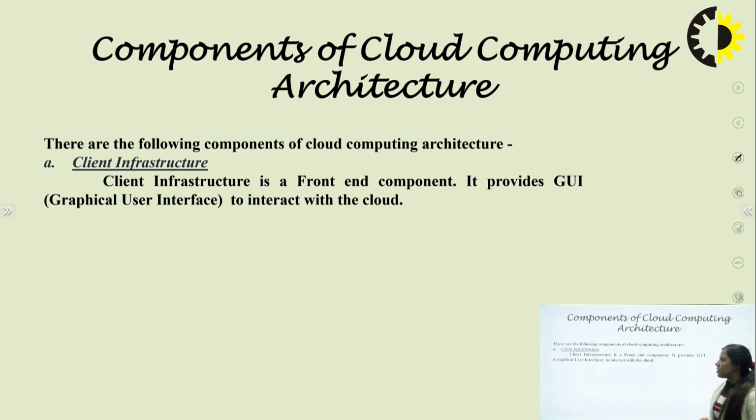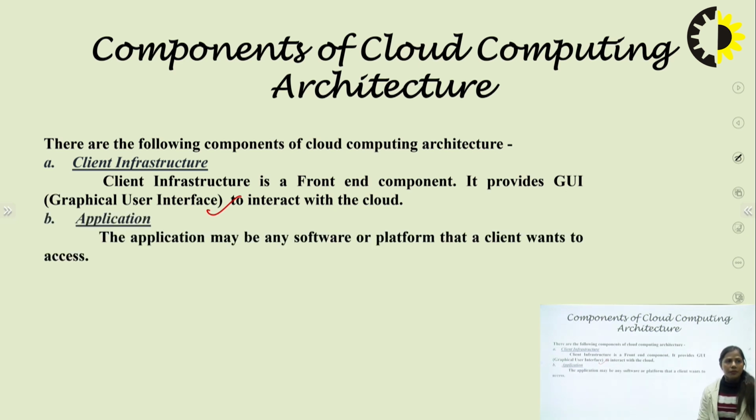Now, coming to the components, this is the client infrastructure. Client infrastructure is provided in the front end component. We have already discussed what the front end is. It provides us the GUI concept. GUI means graphical user interface to interact with the cloud, meaning how to interact with the cloud. It provides us the graphical interface, with different icons through which we can make requests to the cloud. This is the graphical user interface.